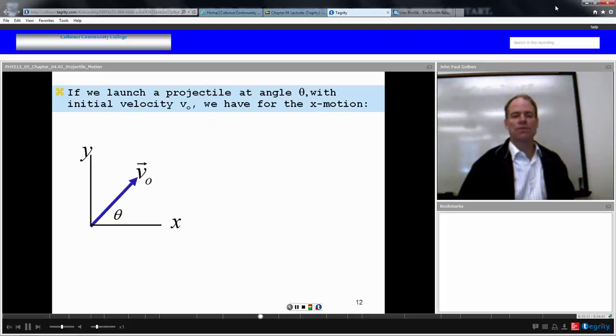If we launch a projectile with some initial velocity v naught at some angle theta, we can extract just the x motion and look at the x motion first. And that's what we're going to do.